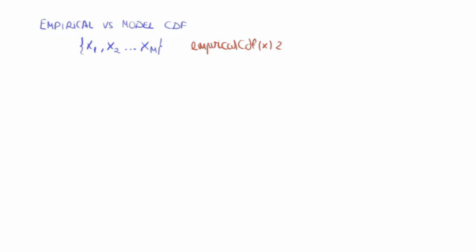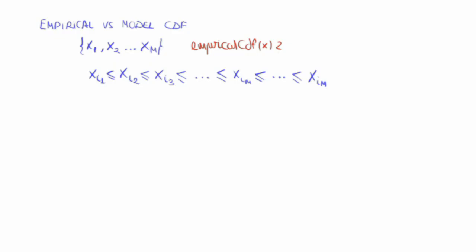The first thing we're going to do is to order the sample. So here we have first the minimum, then the second lowest value in the sample, the third lowest value. Here we'll just write a generic value in this ordered sample, and finally we have the maximum. For the values of the sample, we'll give the following estimate of the empirical CDF.